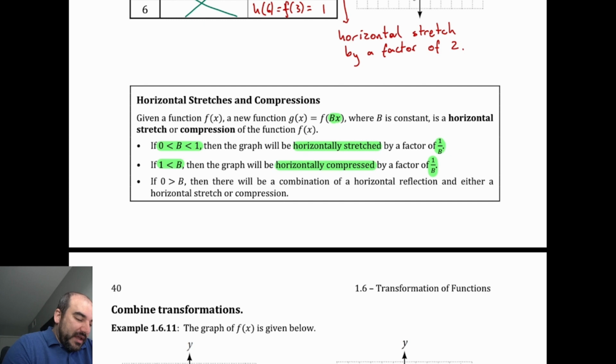And then if you have a negative b, just like the vertical reflection, we're going to have a horizontal reflection over the y-axis, and then we're still going to have a horizontal stretch or compression based on which of these two categories the b falls into.